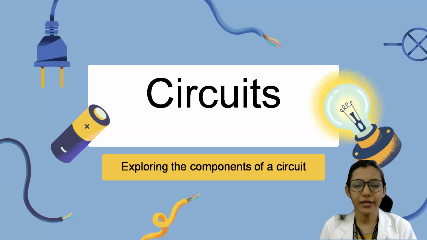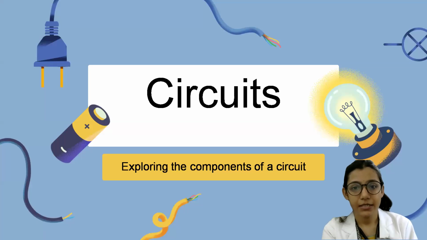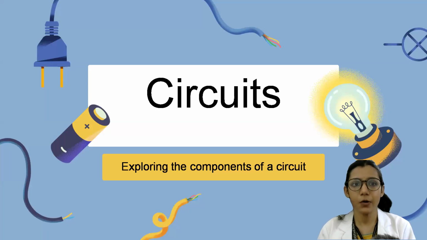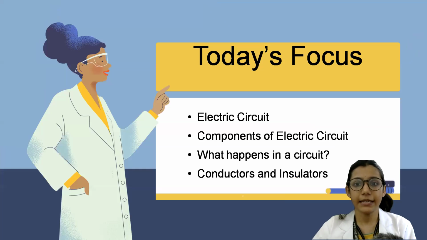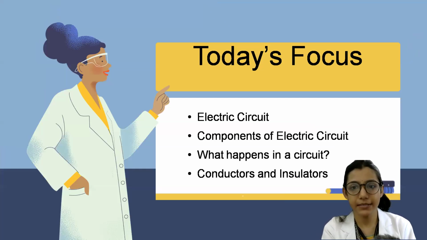Hello everyone. Today we will see the circuits. So exploring the circuits is important in the field of electrotherapy. We need to know about circuits like the alternating currents, the direct currents, how they are connected with the main supplies, etc. So today the components which we will be looking for are the electric circuit, components of an electric circuit, what happens in the circuit, conductors and insulators.